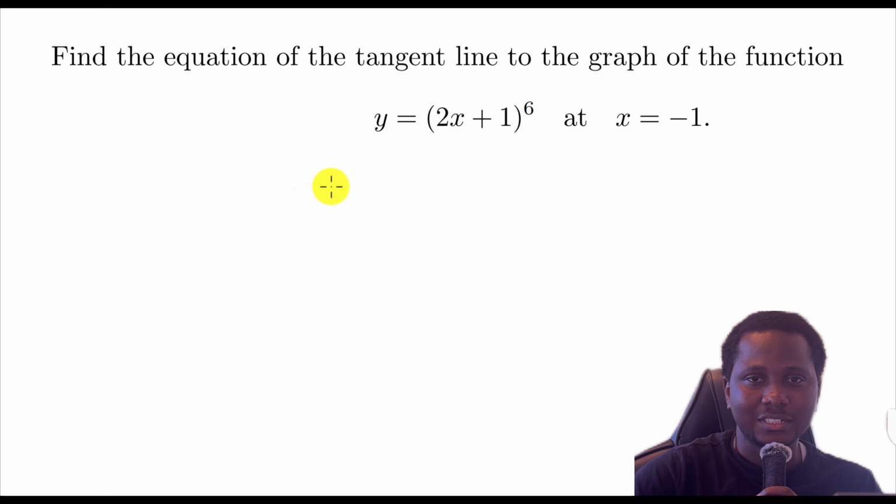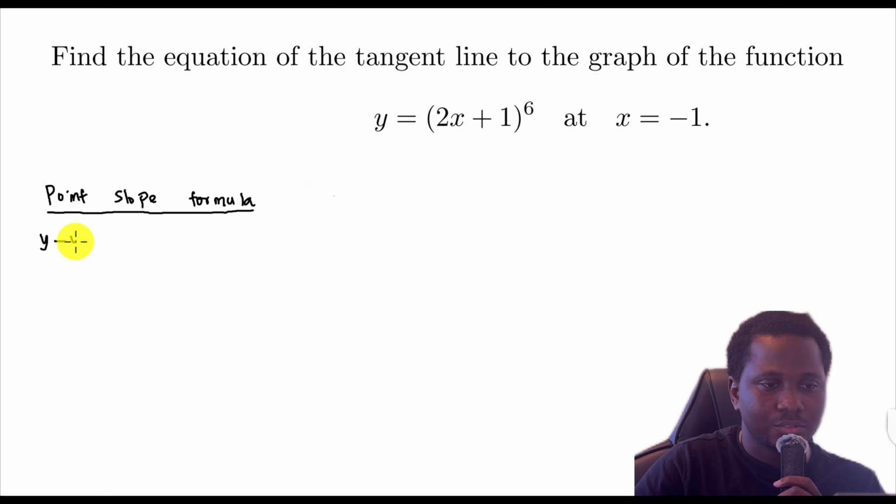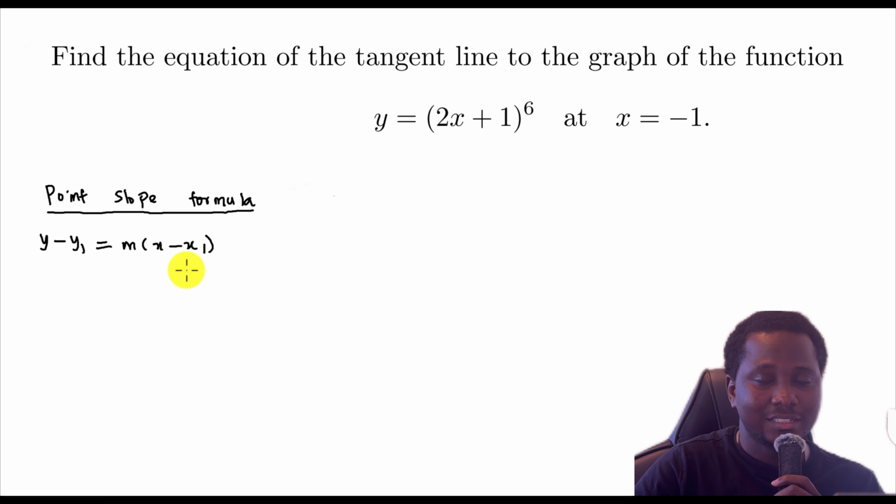Now to find the equation of tangent line, we might want to recall the point slope formula. The point slope formula is given as this: y minus y1 equals m times (x minus x1), meaning that if you want to find the equation of a straight line given a point and a slope, we can use this formula. Now don't forget that we want to find the equation of tangent line, meaning that if we are able to get the slope of the tangent line, we can therefore use this point slope formula to find the equation of a line. Now here, m is known as the slope.